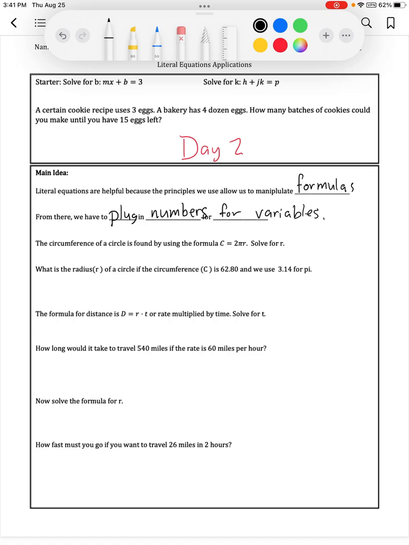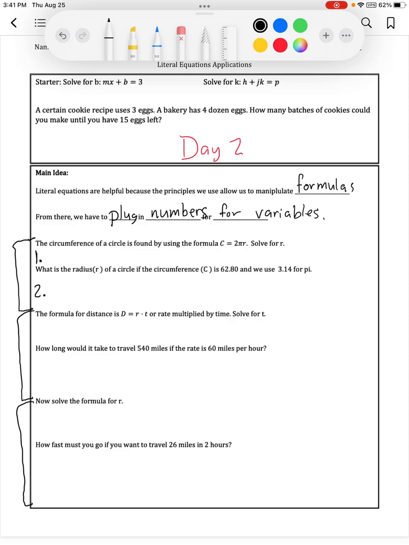So we have a couple of examples down here. Really quick, I just want you to notice that the problems go in pairs. You'll use your answer from the first part to answer the second part, and so on and so forth. So let's go ahead and try number 1 here.